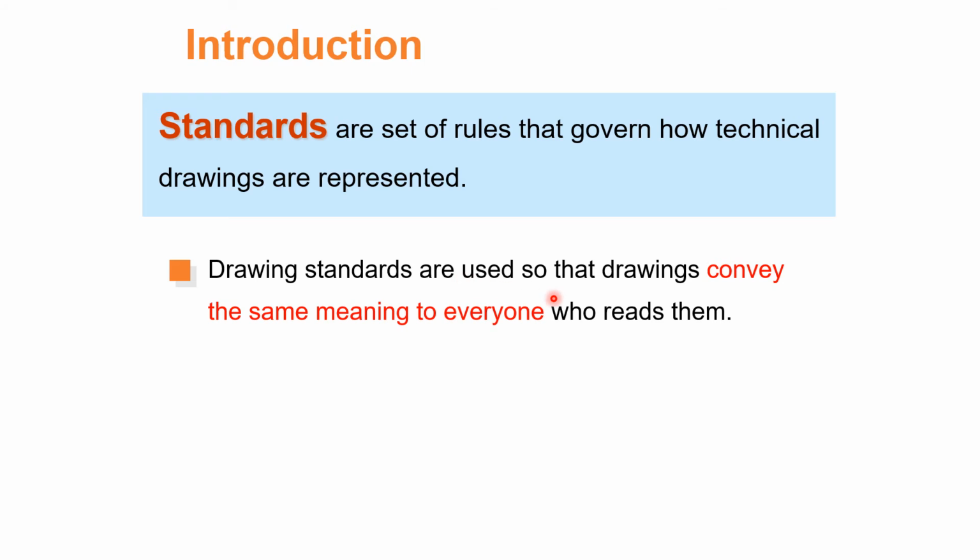Drawing standards are used so that drawings convey the same meaning to everyone who reads them. For example, the center line symbol, long dash, short dash. Everywhere this symbol is used, nobody will face any issue in understanding that at that point a circle is present.